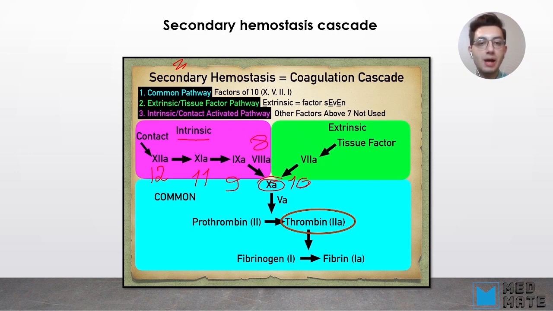For the extrinsic pathway, we have 7 and we have 3, tissue factor. 3 plus 7 is 10, gives 10. So that's the extrinsic and intrinsic pathway.